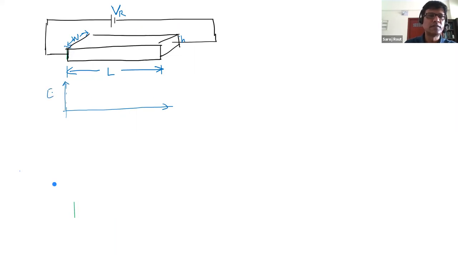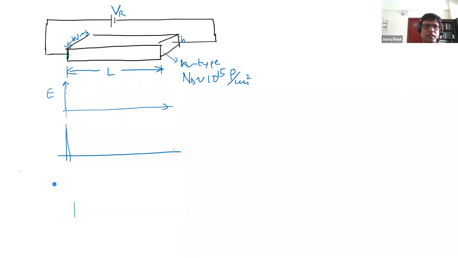Now if I plot the electric field, what does the electric field look like inside this resistive material or a semiconductor? So let's say a semiconductor. This is an N-type semiconductor, which means I have doped it with some 10 to the power 15, let's say phosphorus atoms per centimeter cube. So it has a lot of carriers in it to conduct, but how does the field look inside it? And how does the potential look inside it? So this is V. All right, let's see.